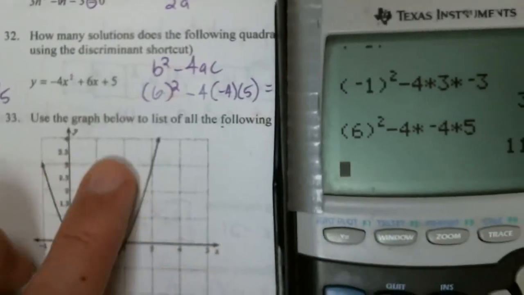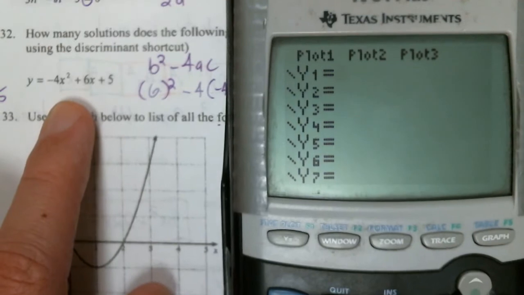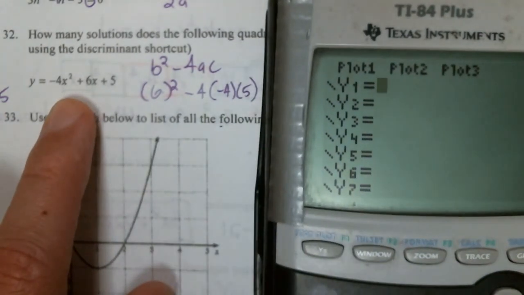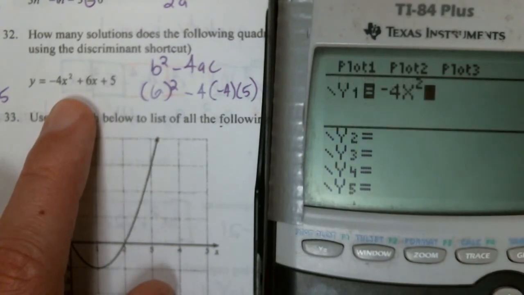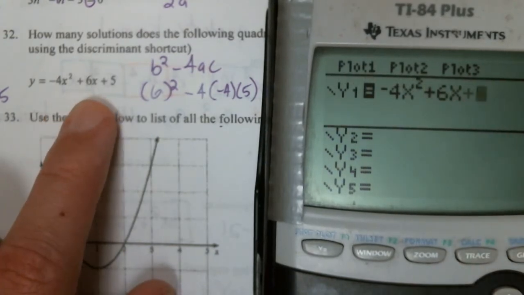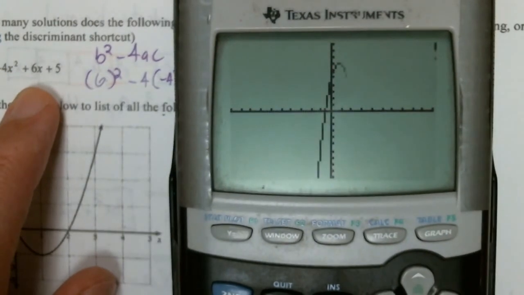So to me, just plugging in b squared minus 4ac is the best way to answer this question on the final, guys. Now, you can do it by graphing or solving. If I graph it, then I'm just going to go to y equals. This is a good, easy way to do it too. Negative 4x squared plus 6x plus 5. And let's press the graph button and see what it looks like.